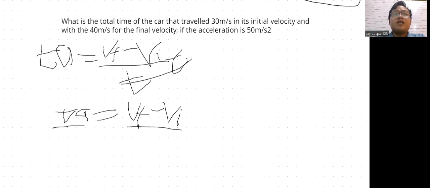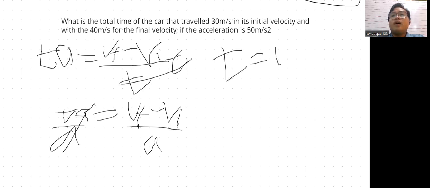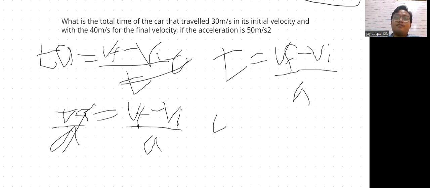Since you are looking for the time, you are going to divide both sides again by the acceleration, because the time is paired with acceleration, and we are finding the time. So the acceleration will be cancelled out, and your formula will be time is equal to velocity final minus velocity initial divided by acceleration. Simple, right? So that's your formula.